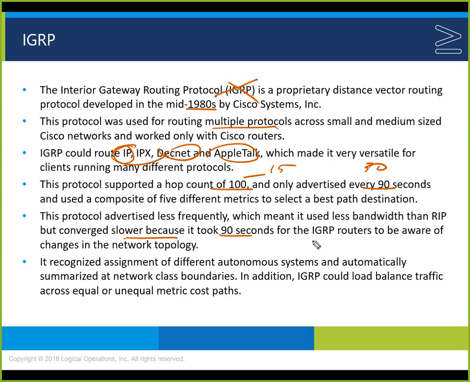Converged slower because it took 90 seconds for IGRP routers to become aware of changes, just like we talked about with RIP was every 30 seconds, which is slow converging. 30 seconds is an eternity in a network, as all of you who have worked on them and do work on them know. If the internet goes down for 5 seconds, you're probably going to hear about it. But 90 seconds, think about that. 90 seconds, a minute and a half, and how big is your network? 100 hops, it's going to take a long time for this thing to get into convergence.